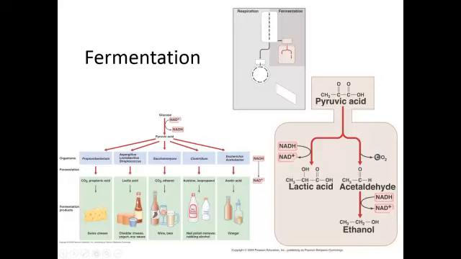Aspergillus is used in making soy sauce. Lactobacillus, Streptococcus, they help us with our dairy products. Propionibacterium produce CO2 and propionic acid. That's used as a secondary culture to make the holes in Swiss cheese.